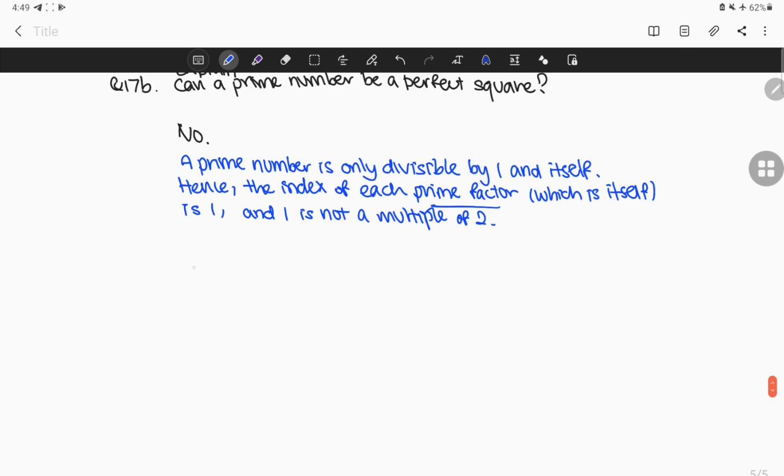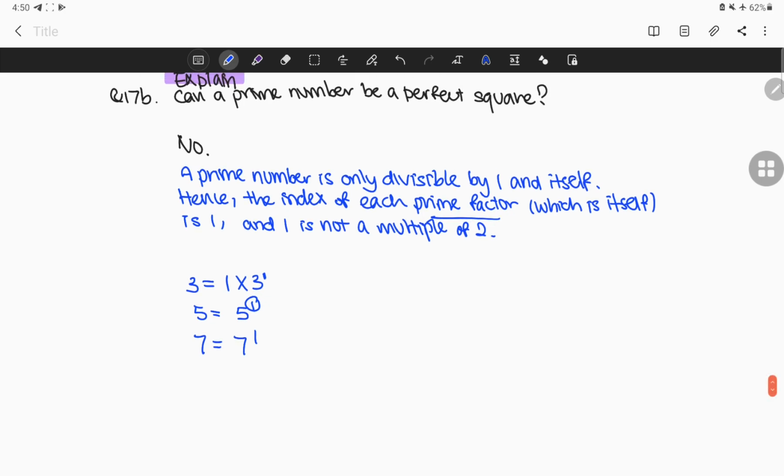So for example, 3 is a prime number. 3 can only be written as 1 multiplied by 3. And then the index of each prime number is actually 1. And 1 is not a multiple of 2, right? Same goes for 5. 5 can only be written as 5 to the power of 1. And 1 is not a multiple of 2. Same thing, 7 can only be written as 7 to the power of 1. This is because it is only divisible by 1 and itself.